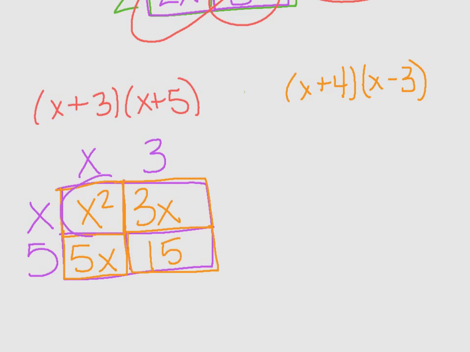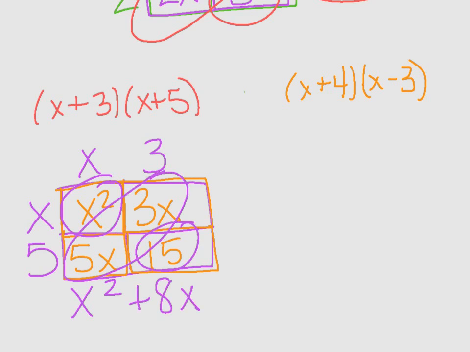If you notice once again, my x squared does not combine with anything. However, my two diagonals combine. 5x plus 3x is 8x, and my 15 again stands alone. This is my answer.